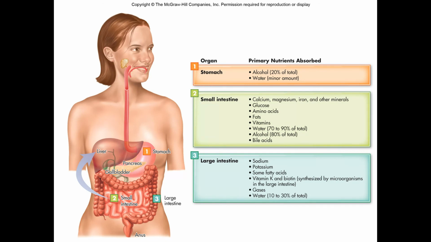Although the small intestine is where most of the nutrients are absorbed, some can be absorbed elsewhere. The stomach can absorb some alcohol and water. The large intestine can absorb some minerals, water, and a few other substances, but the small intestine does most of the work by absorbing most of the minerals, glucose, amino acids, fats, vitamins, water, and alcohol.